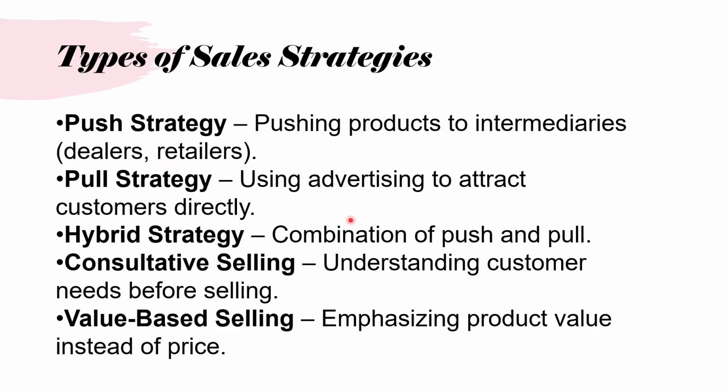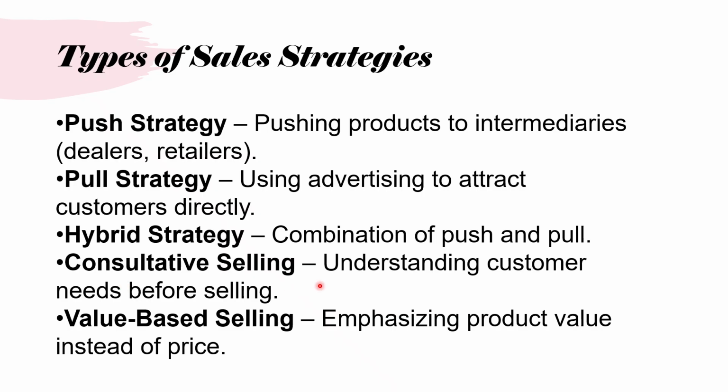Right. This is heavily supported by advertising and influencer marketing. Like when customers ask for Colgate instead of toothpaste, that is what? This is a pull strategy. The customers ask for a brand and not for the product. Then there is the hybrid strategy. This is a combination of push and pull strategy. Like Samsung, it uses push strategies for retailers and pull strategies through massive advertising campaigns for their customers.